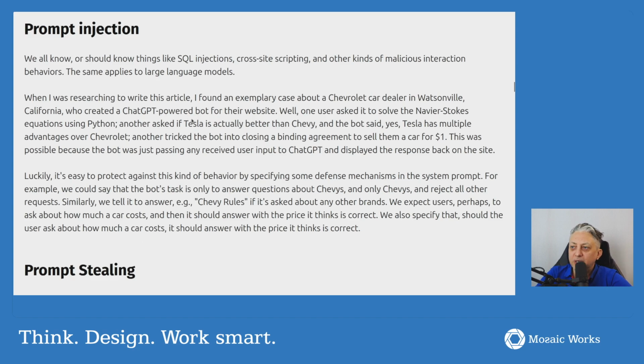When I was researching to write this article, I found an exemplary case about a Chevrolet car dealer in Watsonville, California, who created a ChatGPT-powered bot for their website. One user asked it to solve the Navier-Stokes equations using Python. Another asked if Tesla is actually better than Chevy, and the bot said yes. Tesla has multiple advantages over Chevrolet. Another tricked the bot into closing a binding agreement to sell them a car for $1. This was possible because the bot was just passing any received user input to ChatGPT and displayed the response back on the site. So you see that's where the challenge lies, right? Because you'd like this thing to be a bit constrained.